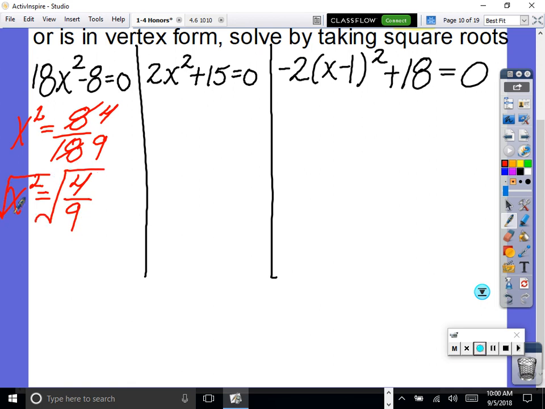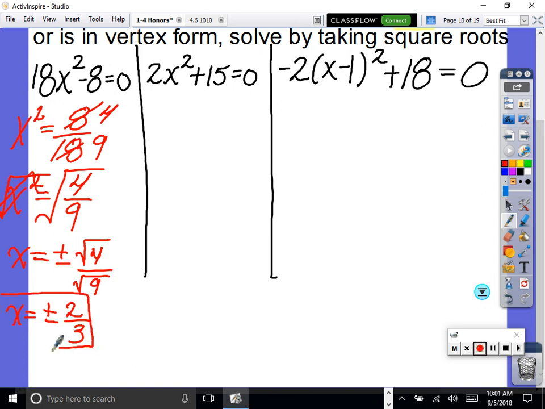Now we have root cancel out power. X is equal to, when solving and taking a square root, you need a plus or minus. Next rule, listen, if you have a fraction and a square root, no matter what, you split up the top from the bottom. We have a square root of 4 over the square root of 9. So in this problem, it actually came out nice and pretty. X is equal to plus and minus 2/3. There's our two solutions. Okay, let's go on to the next one.